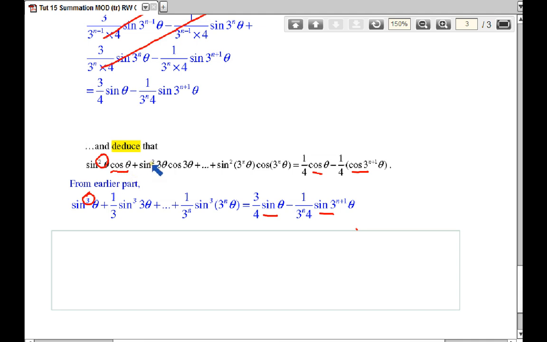Again, I have sine square. Second term also sine square, cosine something. And then the right hand side here, the corresponding right hand side, I have a sine theta. What I want to prove has a cosine theta.